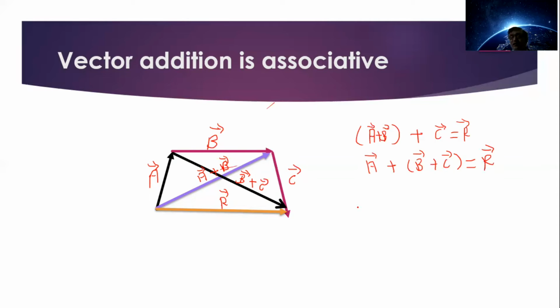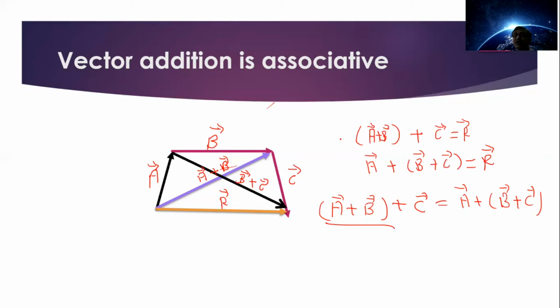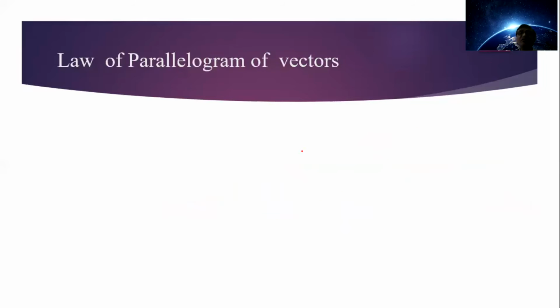Or we write here (A vector plus B vector) plus C vector is equal to A vector plus (B vector plus C vector). That is the associative property. Vector addition is associative, that we have shown from this figure. First of all, we have seen vector addition is commutative. Then we have seen vector addition is associative here.